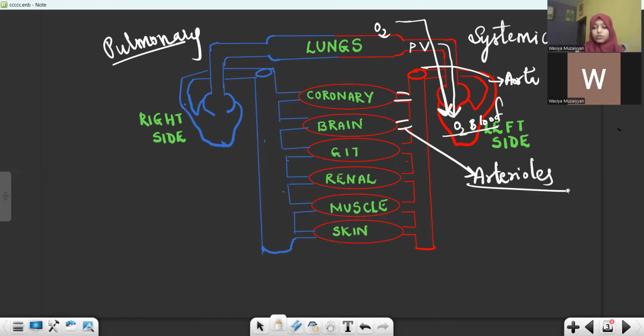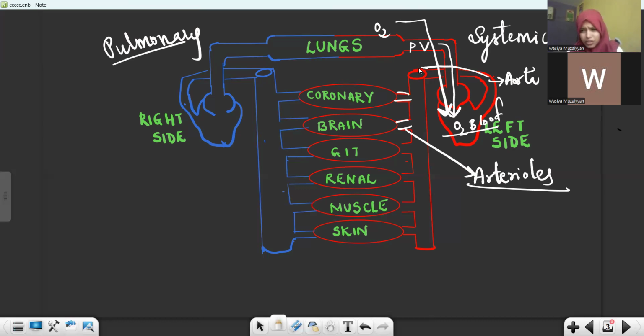Always remember, the aorta has an abundant amount of elastic tissue so that it can contract and relax, because the rush of the blood is going to be enormous. So the aorta has these small branch-like structures called arterioles that are connected to different parts of the body.